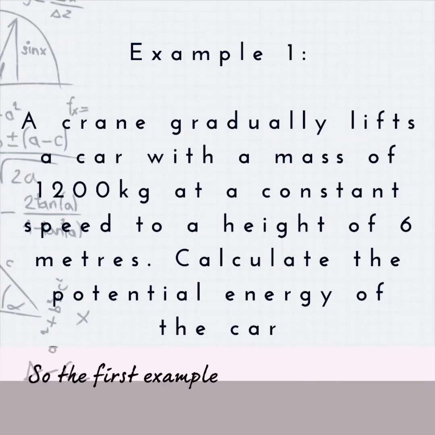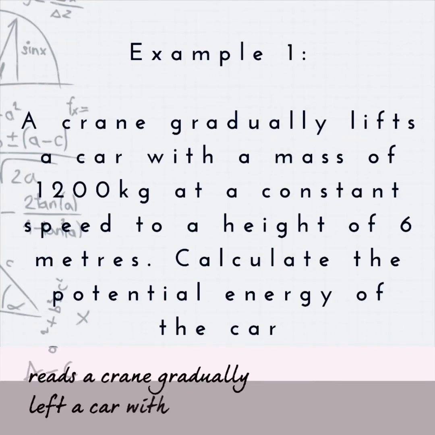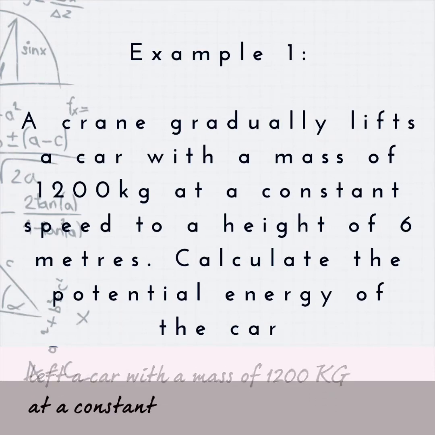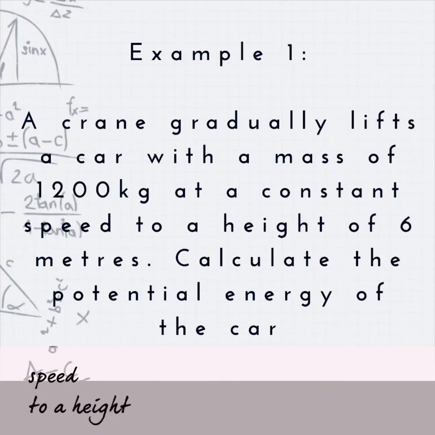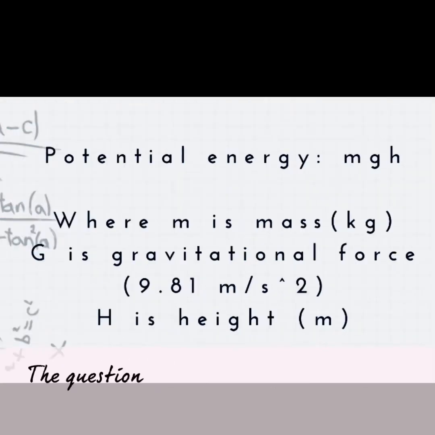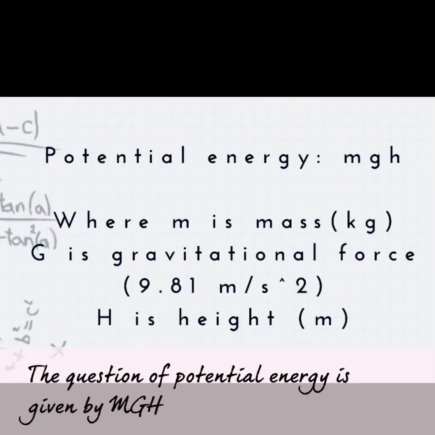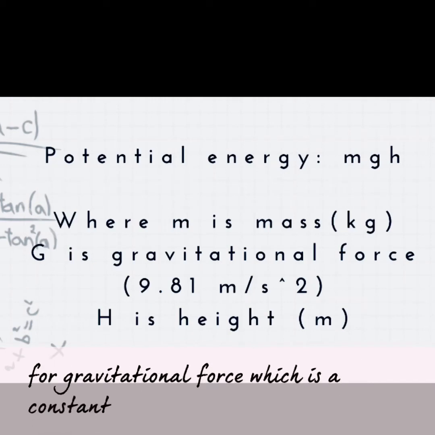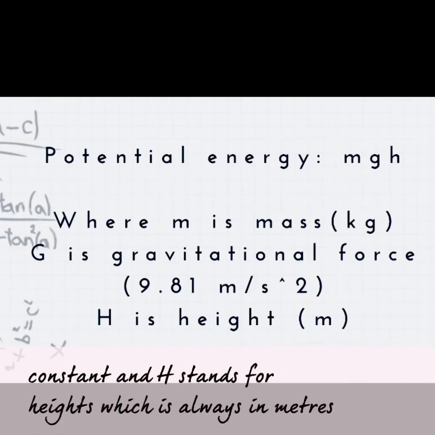So the first example reads, a crane gradually lifts a car with a mass of 1,200 kg at a constant speed to a height of 6 meters. Calculate the potential energy of the car. The equation of potential energy is given by mgh, where m stands for the mass, which is always in kg, g stands for gravitational force, which is a constant, and h stands for height, which is always in meters.